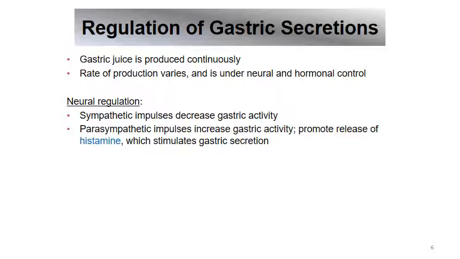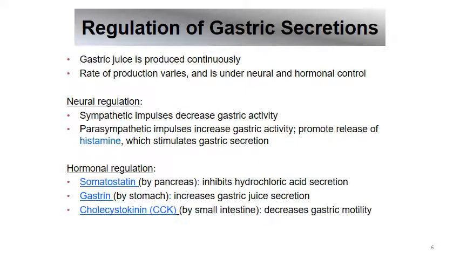The regulation of the stomach is by nerve signals and also by hormones. And so you should know this by now. Sympathetic nervous system decreases digestive activity. Parasympathetic instead increases. Parasympathetic signals also increase histamine, which increase the gastric secretion. Okay, so then know here these hormones. Somatostatin released by the pancreas inhibits the secretion. Gastrin, this one increases. And then the CCK, also released by the small intestine, decreases the motility. So here, somatostatin and cholecystokinin.